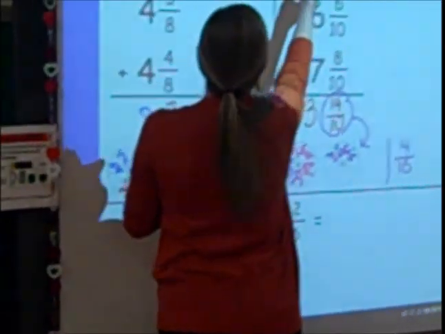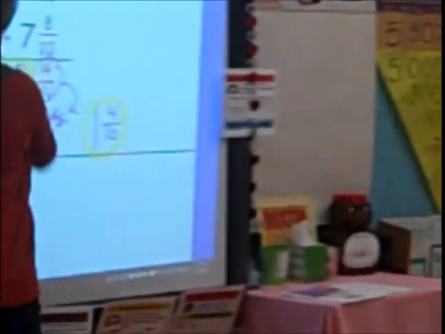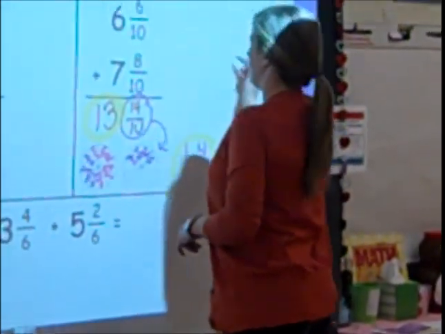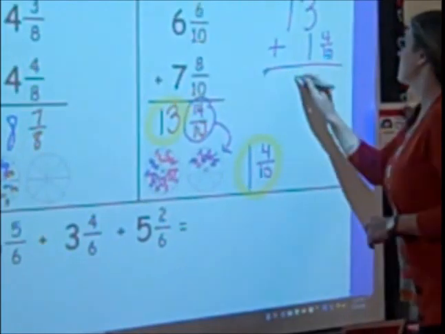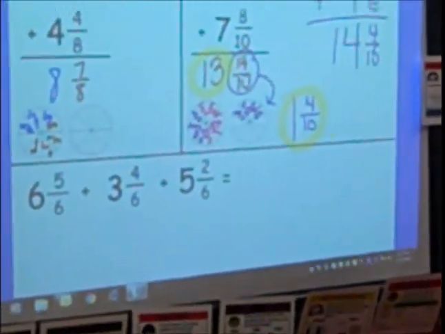So then I would say to myself, my final answer involves this number and this number. So you could rewrite it on the side and say 13 plus 1 and 4/10 gives you a total sum of 14 and 4/10.